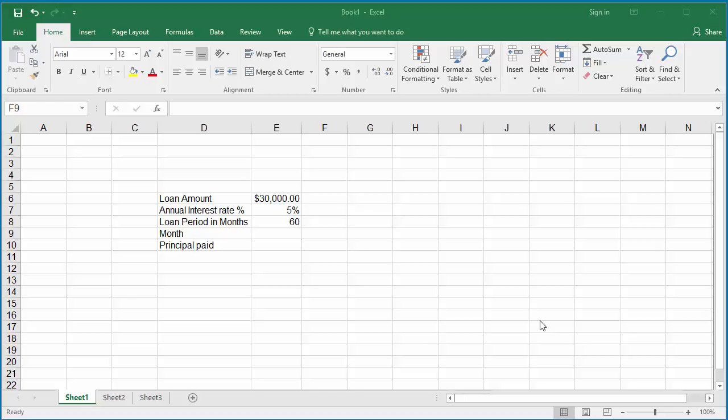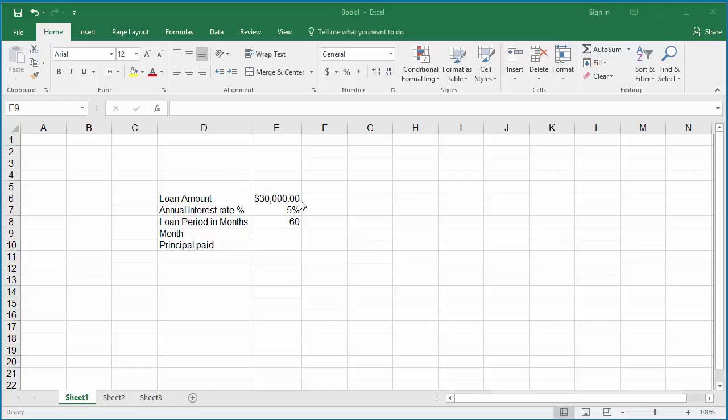The monthly payment for a loan includes both principal and interest amounts. If you want to know how much you pay towards principal, you can use the function PPMT. The example in the worksheet is for a car loan for $30,000.